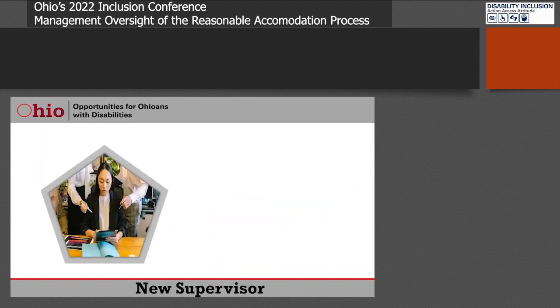Yes, there can be times when a change of supervisor has a negative impact on the effectiveness of a reasonable accommodation. Now, this may occur because a new supervisor changes or removes the reasonable accommodation simply because they are not aware the employee is receiving a reasonable accommodation. This can happen when the previous supervisor implemented an accommodation without involving HR and the interactive process, so it's not documented for the new supervisor to be aware of.